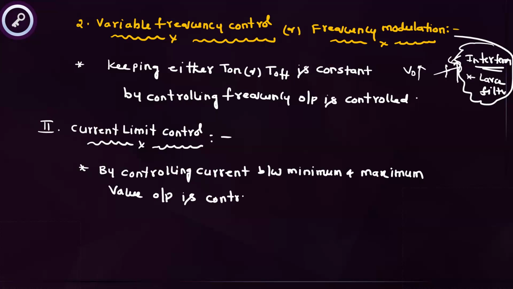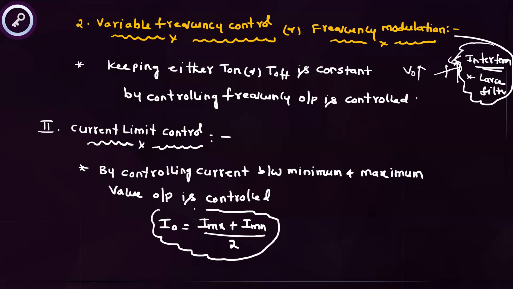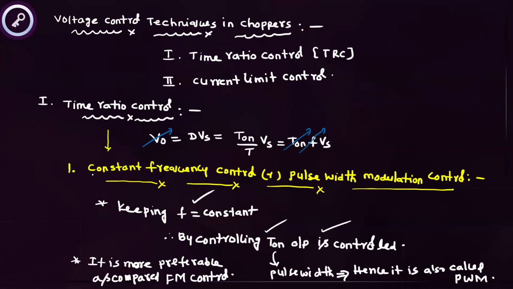If you control the current between minimum and maximum value, then the average output current equals I maxima plus I minima by 2. I already solved a problem based on this. For this case also there are waveforms, but it is not required. Leave it.